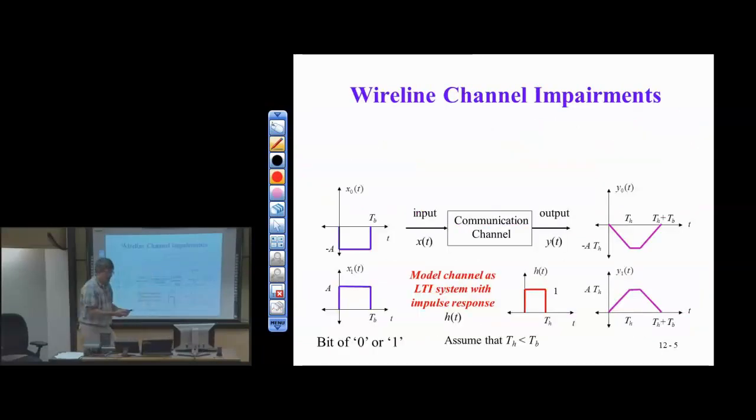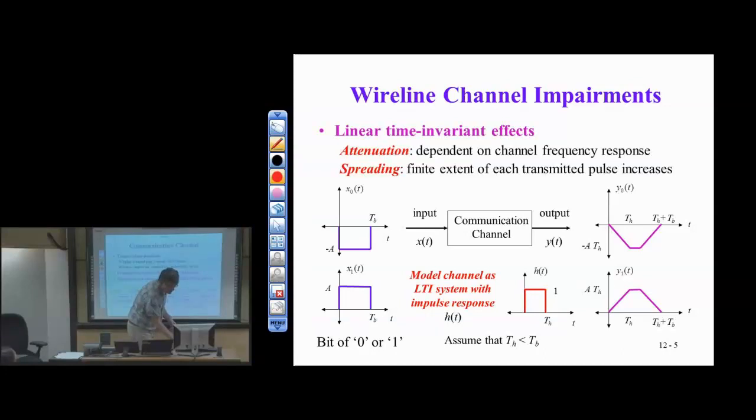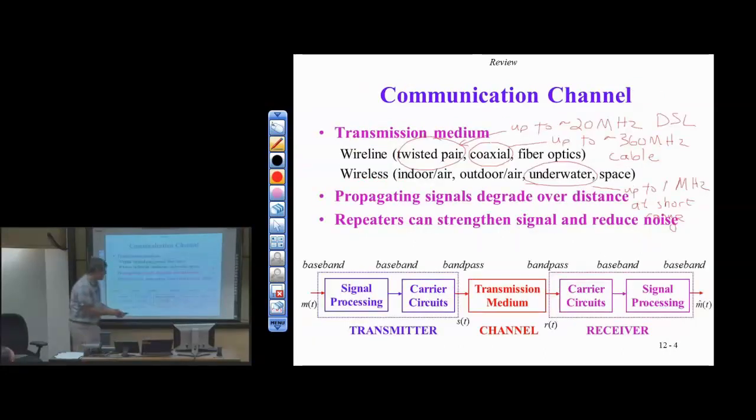All right, so let's talk about some impairments. Now, I should back up a little bit. I didn't quite do the receiver. So the receiver's got a lot of work to do. Now, in this block diagram, it looks like the receiver has the same amount of work to do as the transmitter. Problem is, no, it has a lot more work to do than the transmitter.